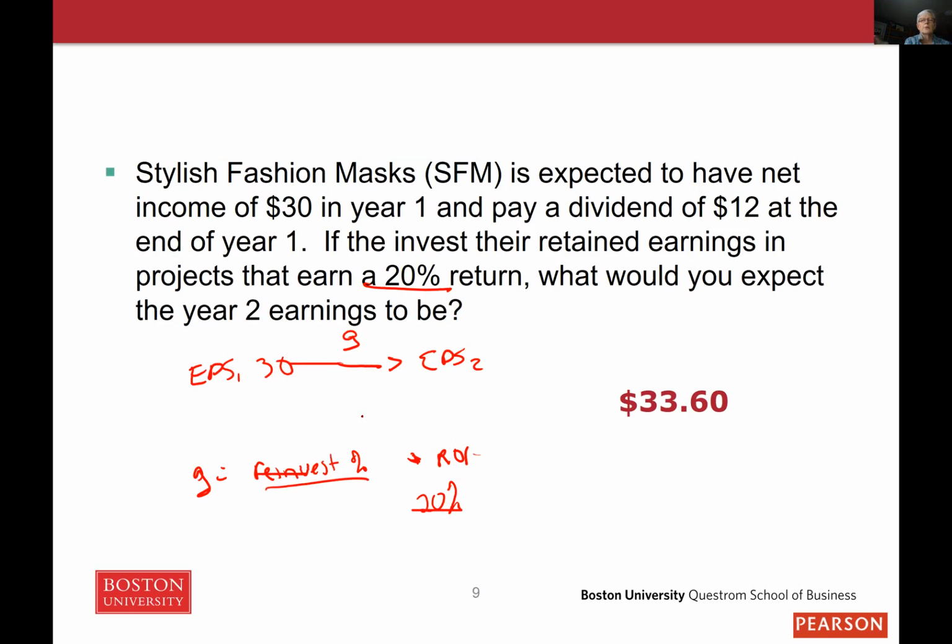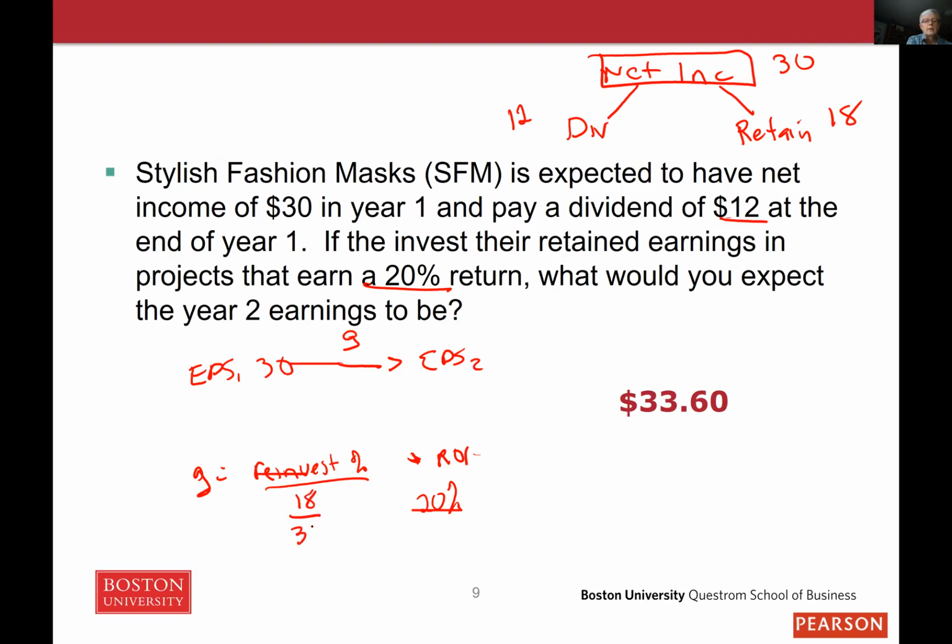And the reinvestment percent, if we're paying a $12 dividend, if you remember this little diagram, your net income either gets paid as a dividend or it gets kept in the company. So for this one, the income is 30. The dividend is 12. So what's left over to retain is 18. We need to know what percent got retained. So 18 divided by 30 times 20% equals 12%.